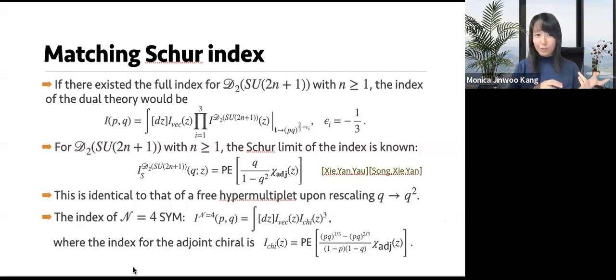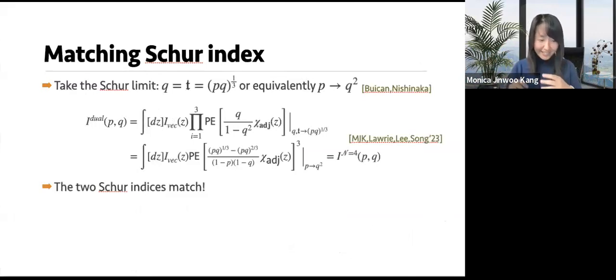Now let's look at the N=4 super-Yang-Mills side. The index of this N=4 super-Yang-Mills is given as this, and this is coming from the adjoint chiral contribution. So the index of the adjoint chiral is simply given as this. As you can already tell, it looks really similar, except for this factor. And that will be exactly taken care of by taking the Schur limit. You can take the Schur limit by looking into this. Now change this q into p q1 cubed. It'll look exactly the same.